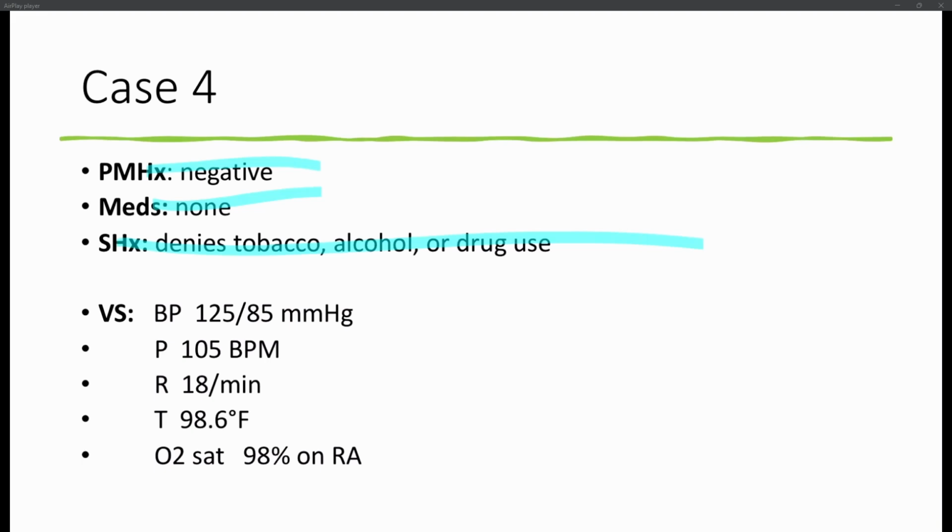Vital signs, how's her blood pressure? It's good. Pulse, a little bit high. Obviously, she's in some distress. She's got chest pain. I'm sure everyone who has an episode of chest pain, your heart rate will be higher too because of anxiety, just worried about it. Respirations normal, temperature okay, O2 sat okay.